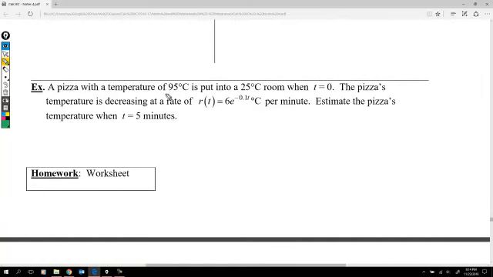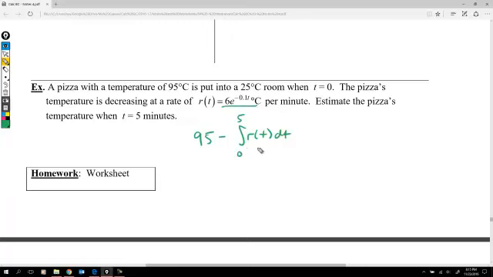I'm given an initial condition here. So my pizza starts at 95 degrees. It's put in the room at 25 degrees when time is 0. The pizza's temperature is decreasing. I want to know what's happening at 5 minutes. So my initial temperature is 95. It's decreasing for 5 minutes. So between 0 and 5 minutes, it's decreasing at a specific rate. I don't care what my rate is, but at a specific rate.